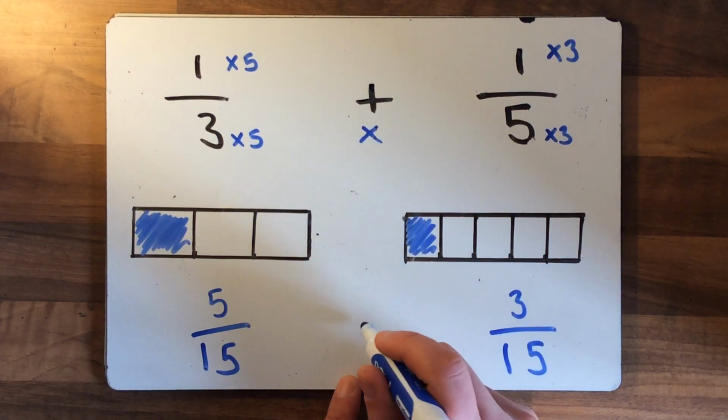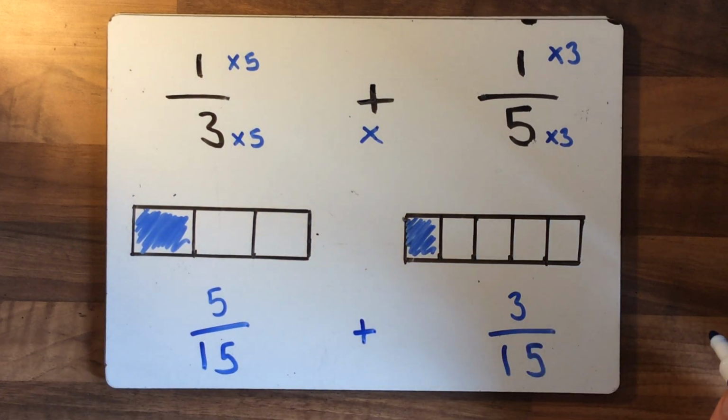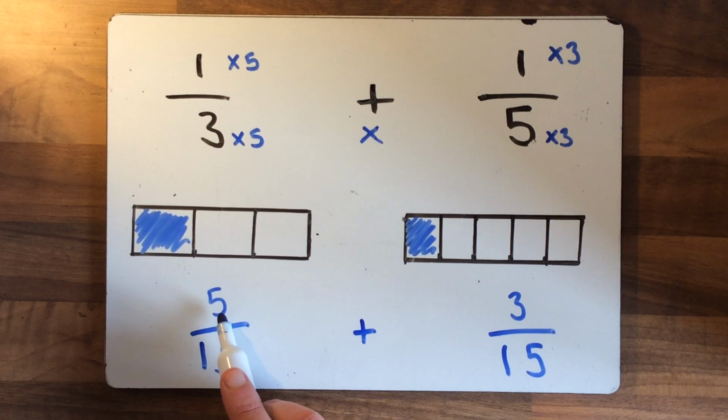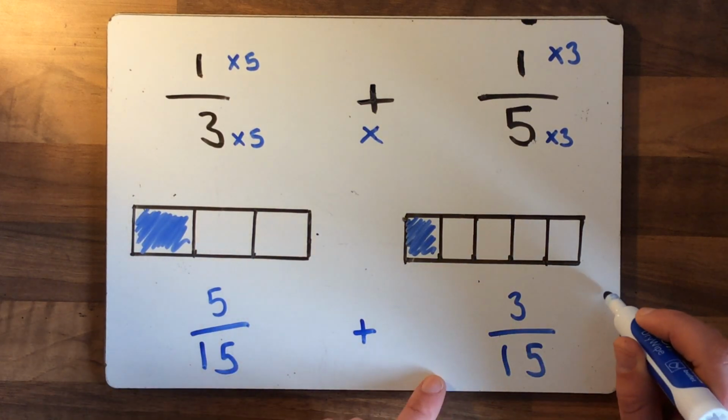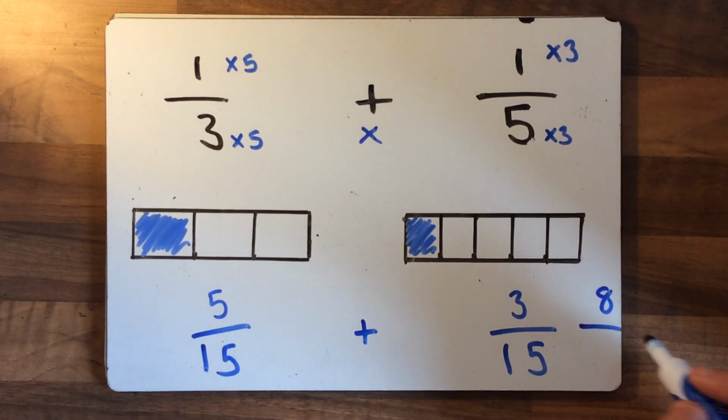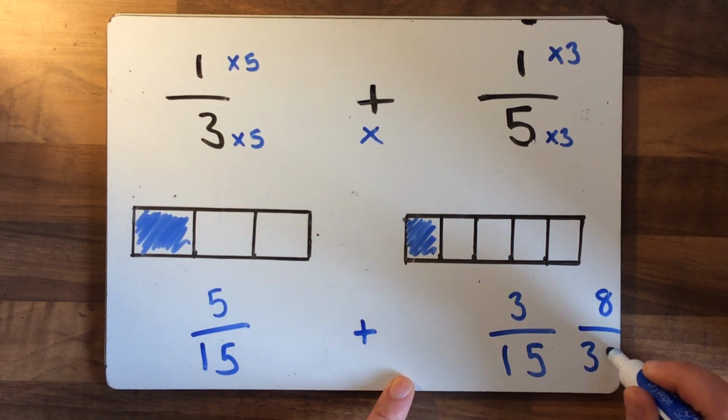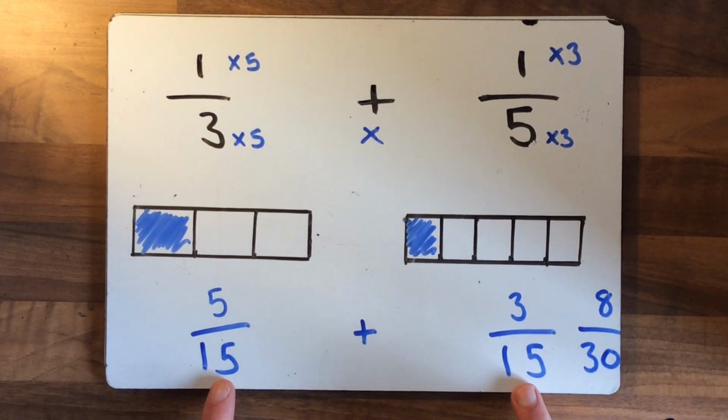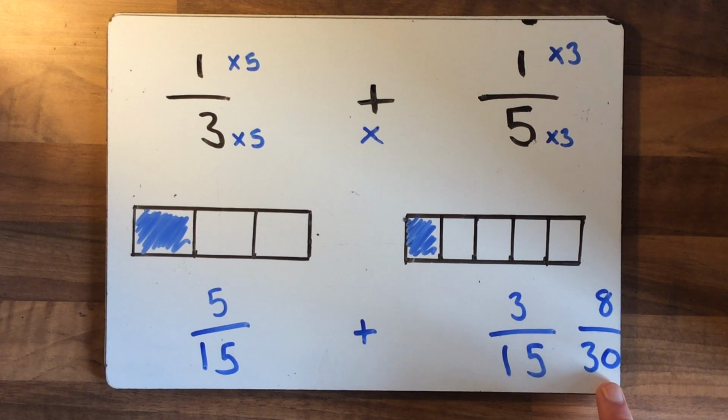Now remember, it was an addition. Now we can begin to add these fractions. So we have the numerators, so 5 and 3 is 8. Now, why would this not be the answer? Why am I not going to be adding these denominators here? 15 and 15 is 30.